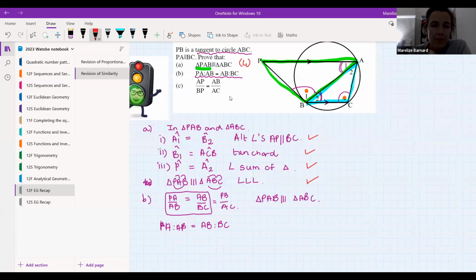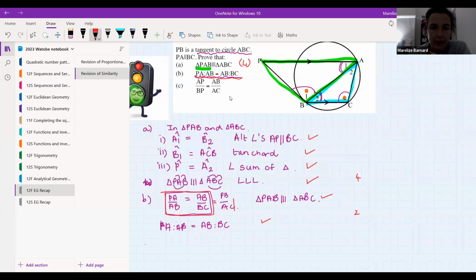And then for the next question, PA to AB is AB to BC. So you set up your sides using your frog face. So those are the sides that are in proportion. In fact, just this first combo with PA over AB and AB over BC already gives us our answer. We just need to rewrite it as a ratio. So there's 2 marks. Anyone got 2 out of 2 there? Let us know.